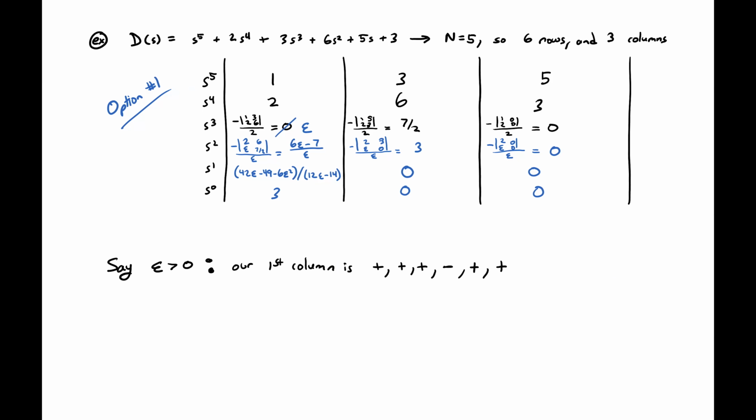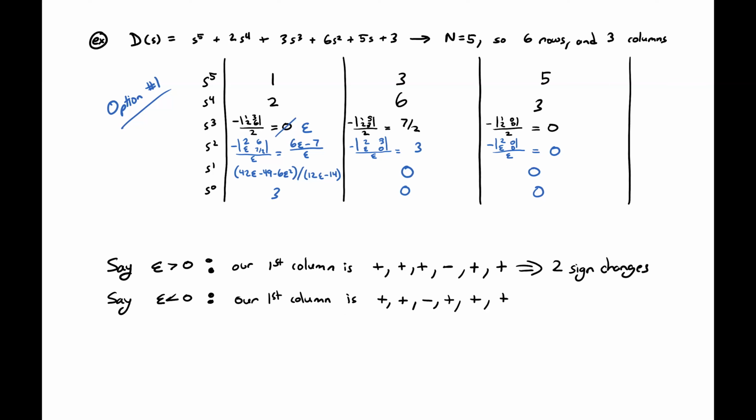If we look at our first column, right, if epsilon is positive, we'll go first to second. That is our first row is positive, second row is positive, third row is positive. And then if we look at the math here for 6 epsilon minus 7 over epsilon here, that would actually end up being a negative number. And then the one after that would be positive. And then the 3 is obviously positive. We end up with 2 sign changes here, which means that we're unstable, right?